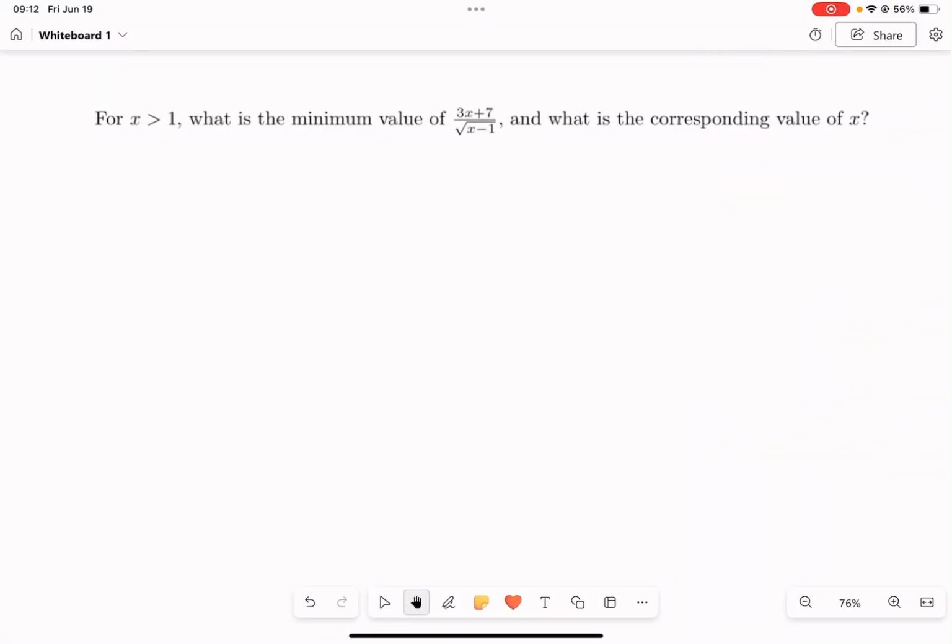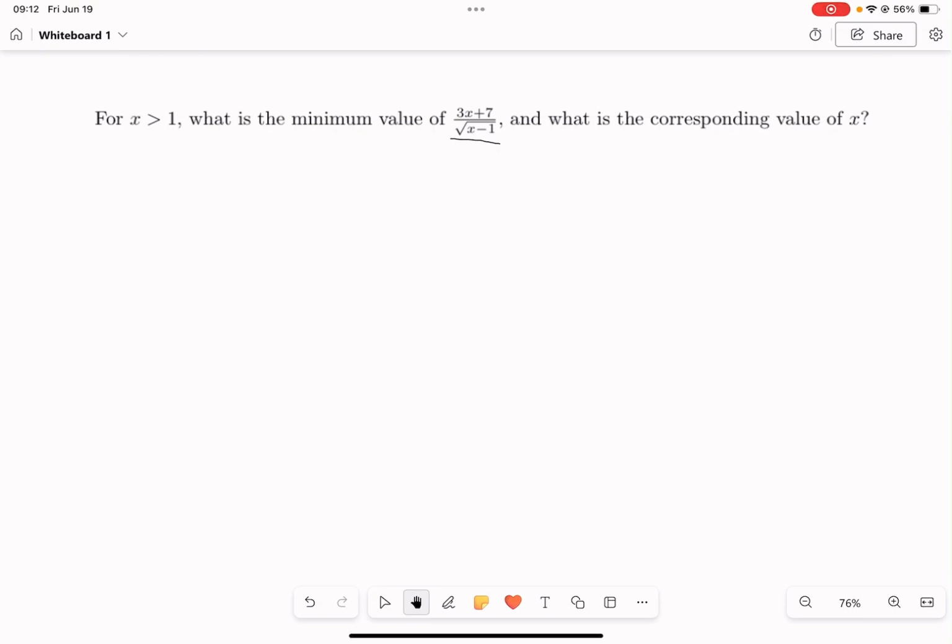This is a question relating to AM-GM. So it asks, for x greater than 1, what is the minimum value of 3x plus 7 over the square root of x minus 1? And what is the corresponding value of x there?